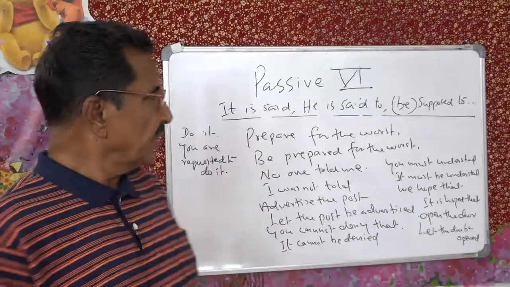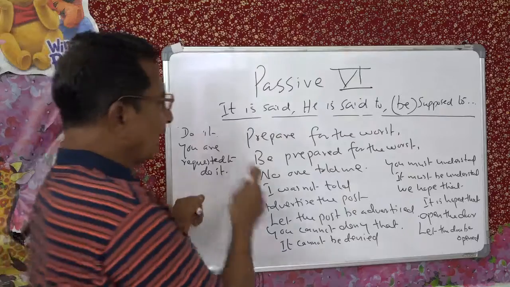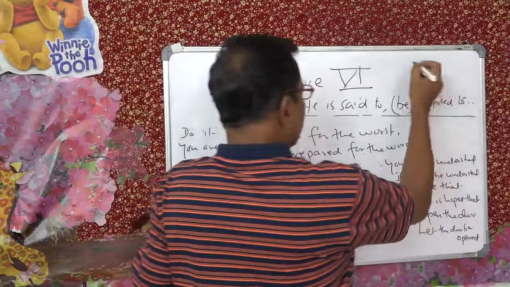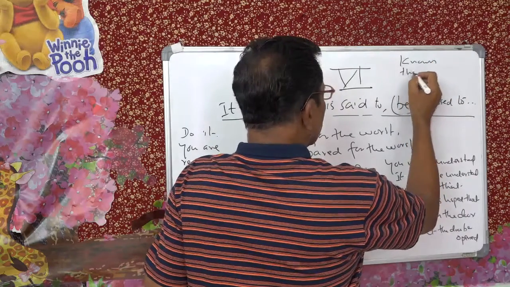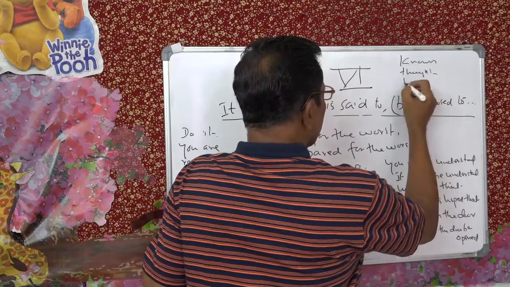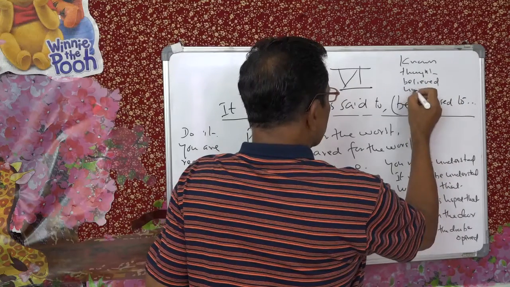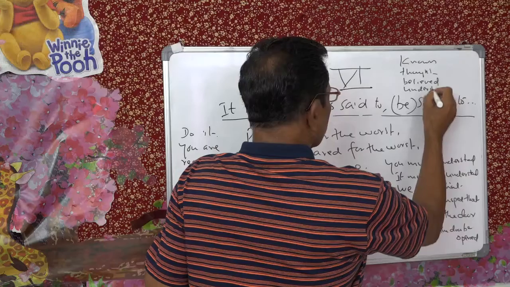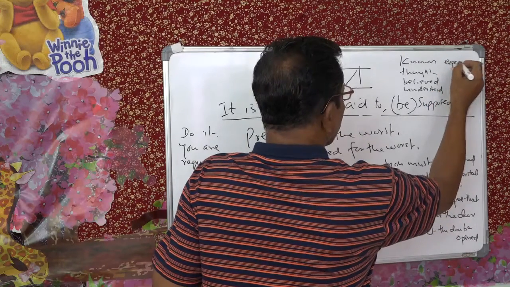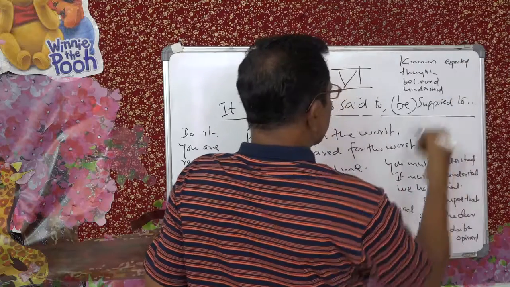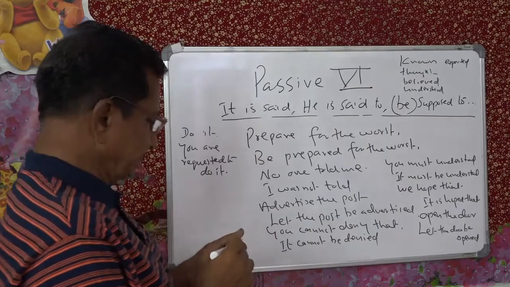Passive openings. Here it is said, it is known. Instead of said, you can have lots of things like this. It is known. It is thought. It is believed. It is understood. It is expected. Understand? Like that.